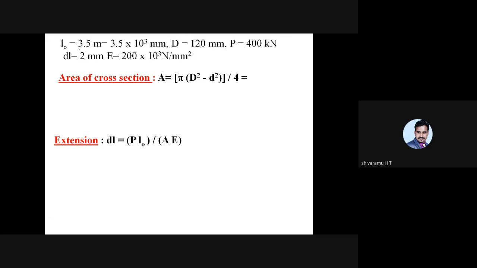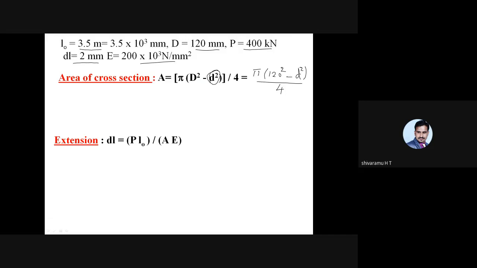So the given data are: length is 3.5 meters, external diameter is 120, load is 400 kilonewton, deformation is 2 millimeter, and Young's modulus is 200 into 10 power 3 Newton per square millimeter. So the area of the cross section will be pi into D square, where the outer diameter is 120 squared minus the inner diameter, which is unknown, d square. In the question, it is asked to compute the inner diameter of the hollow tube, divided by 4. So pi into 120 square minus d square divided by 4.